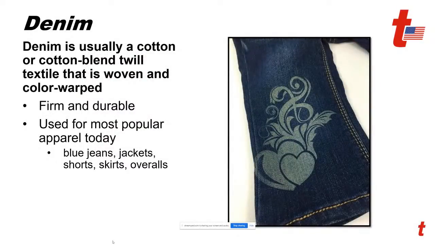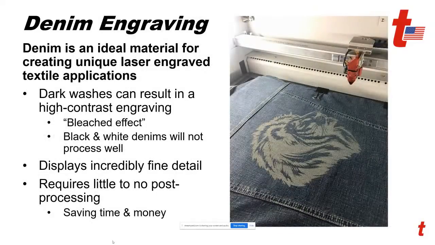Denim, we kind of covered cotton earlier, but denim is kind of its own category. Because of the way that it's made, denim is a cotton blend, twill, textile woven, and color warped. It's firm and durable. One of the most popular apparels today, blue jean jackets, shorts, skirts, overalls, everything is made out of it. And it has become its own offshoot of cotton, and because it works so well with the laser system, we're breaking it apart here and showing that it can be processed by itself because it's so popular. Denim is a great material because it is uniquely suited for laser engraving applications.